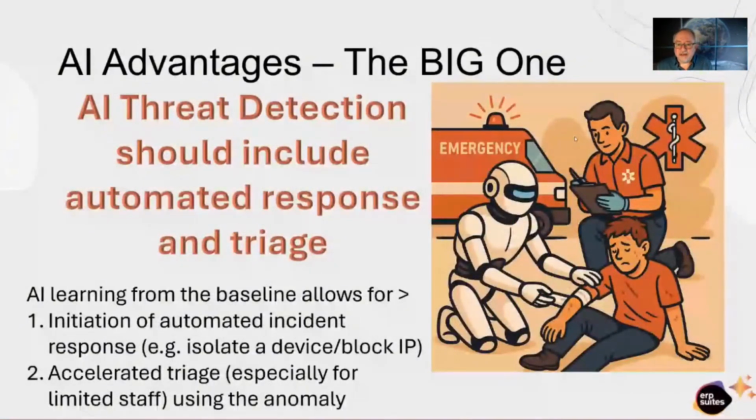AI advantages, again, threat detection should include automated response and triage. AI learning from the baseline, again, should have us to where we can do initiation of automated incident response, such as, or for example, isolating a device, blocking an IP. And notice how I intentionally, and yes, I did have AI create the graphic. The graphic was intentionally made to where there's an automated response by the robot, but we have people doing the triage.